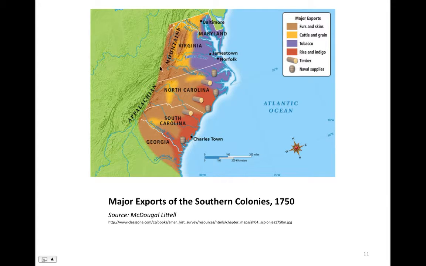You can also see the sort of brown shading in the mountainous areas, where trading with Native Americans was still a profitable pursuit for furs and skins.